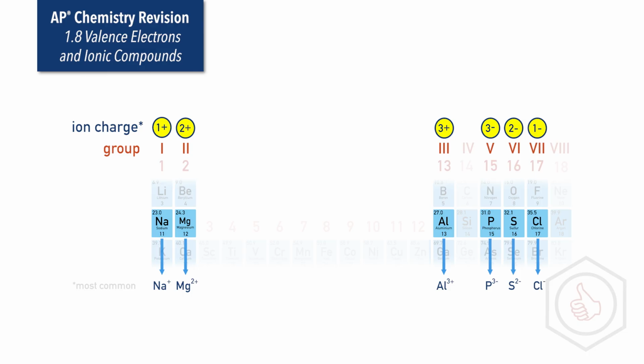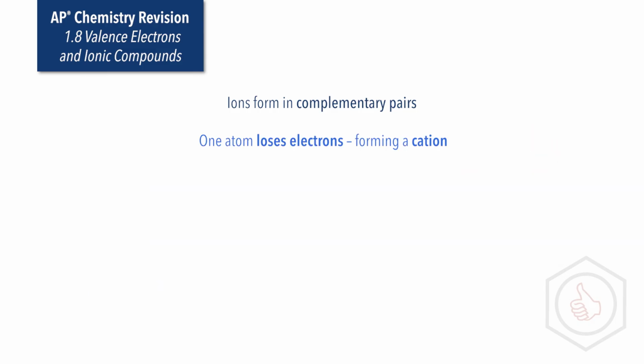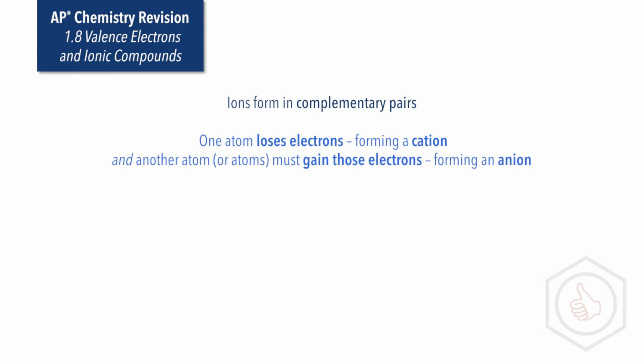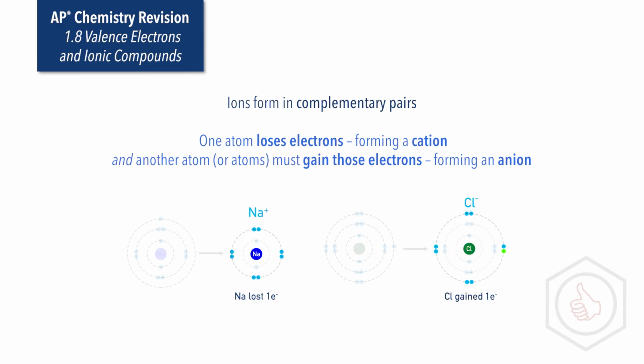Ions form in complementary pairs in reactions, where one atom loses electrons forming a cation and another gains those electrons becoming an anion. The resulting oppositely charged ions formed are then held together by strong electrostatic forces of attraction, forming an ionic compound. For example, when sodium reacts with chlorine, a sodium atom loses 1 electron and becomes positively charged, and a chlorine atom gains that electron and becomes negatively charged. These ions then end up attracted to each other, forming sodium chloride, NaCl.